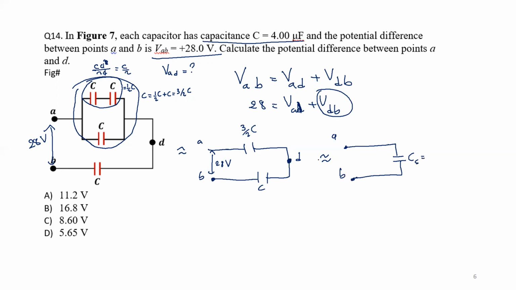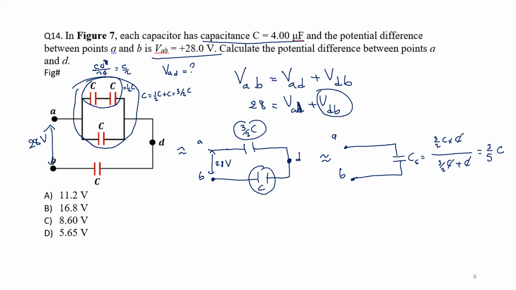Now this C series here, which is this and this in series, the equivalent capacitance, will be what? Will be the product 3/2 of C multiplied by C divided by the sum, which is 3/2 C plus C. When you do this, how much do you get? Of course, C and this C simplify. You have 3/2 divided by 5/2. So that will give you just 3/5 C. And this is my equivalent capacitance.